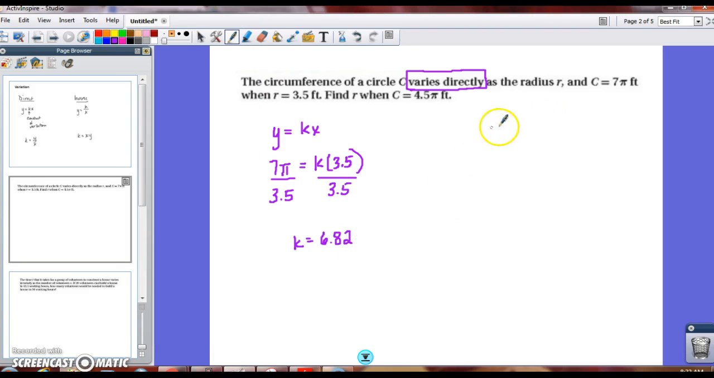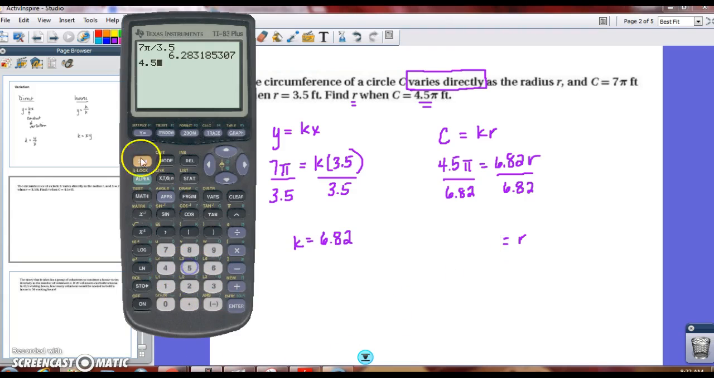Now it says, find r with this new c value. So now I'm doing c is equal to k times r. I know what my c is, 4.5 pi. I know what my k value is, I just found that out, 6.28. And I'm trying to find r. So you have to find k first. In all of these problems, you have to find k first before you can do the second part of the problem. And now it's straightforward. You're just dividing both sides by 6.28.